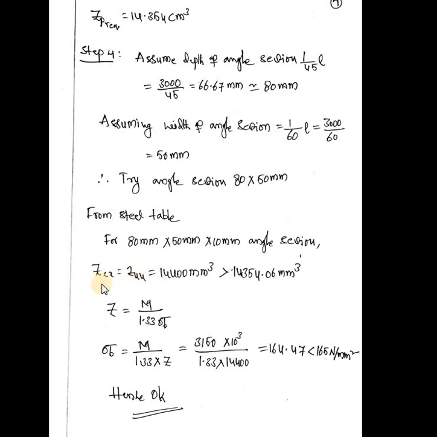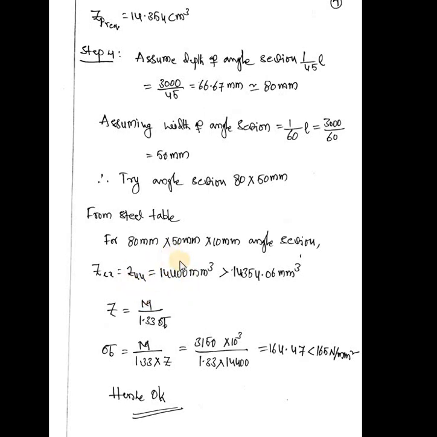Now I have taken Zxx equal to Zuu equal to 14400 mm cube, that is equal to 14.4 centimeter cube. So this value is greater than 14.354, that is 14.35. This is 14.4, this is 14.3. Now as per bending, based on the section modulus, this value is satisfying.